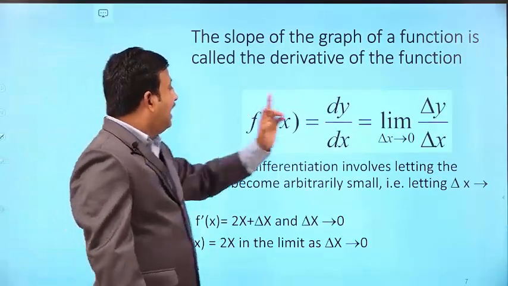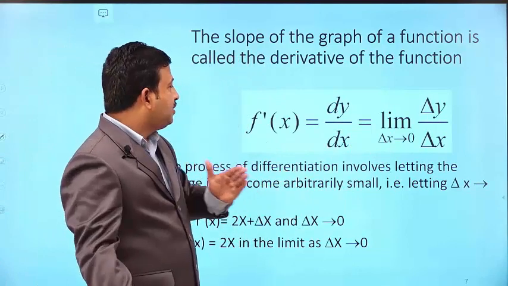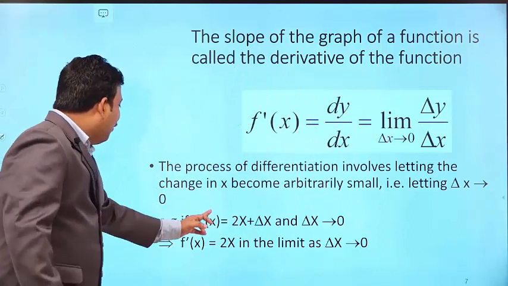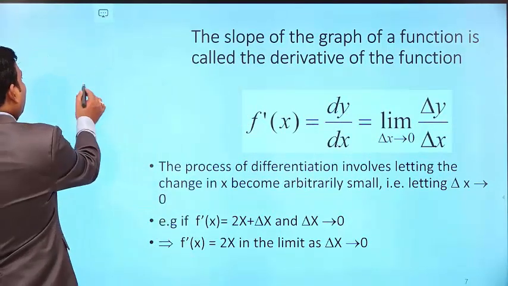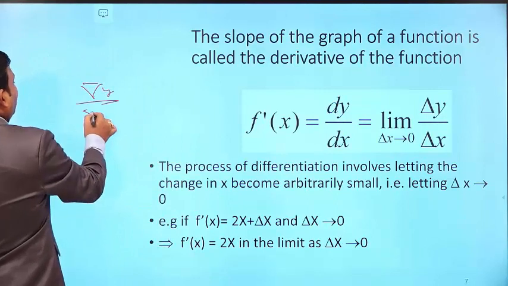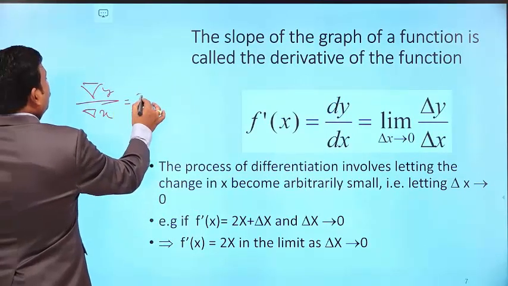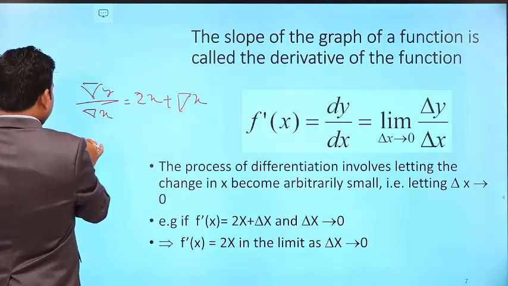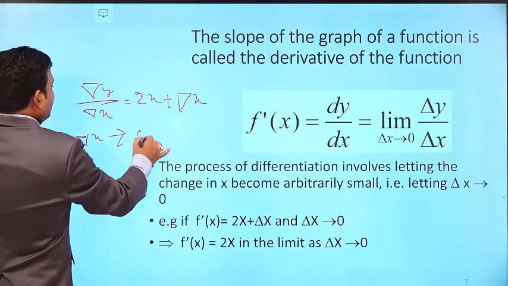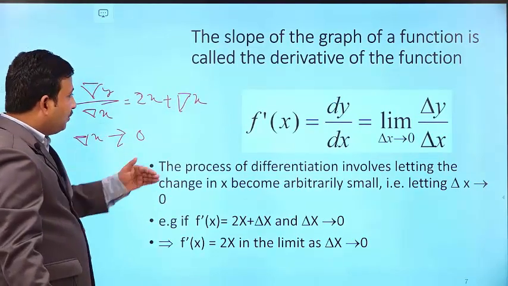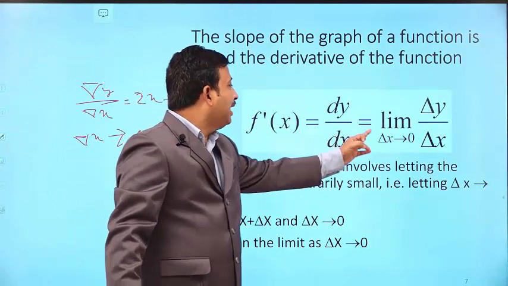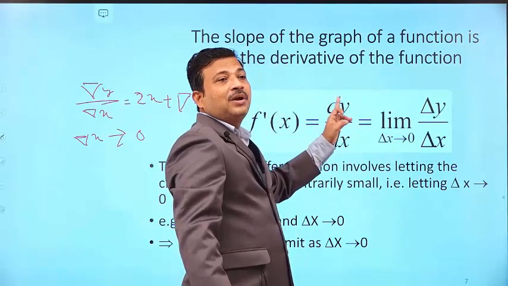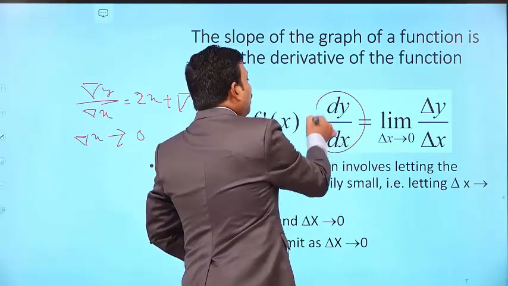Is it clear? So del x tends to 0, del x approaching towards 0. Once del x approaches 0, then f dash is equal to 2x plus del x. Previously what I have written? Del y by del x is equal to 2x plus del x. If this del x is approaching towards 0, then what happens? We write it as dy by dx. If del x is approaching towards 0, then del y by del x is dy by dx. This is nothing but your differentiation.